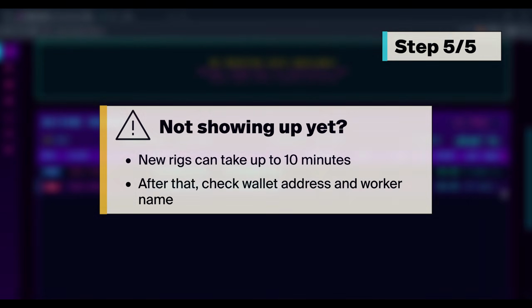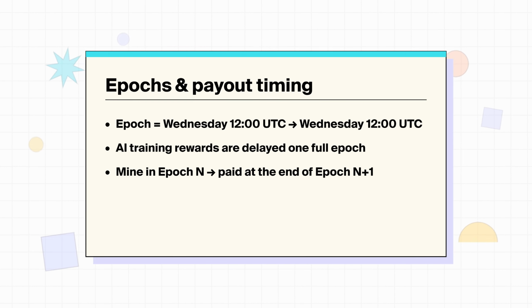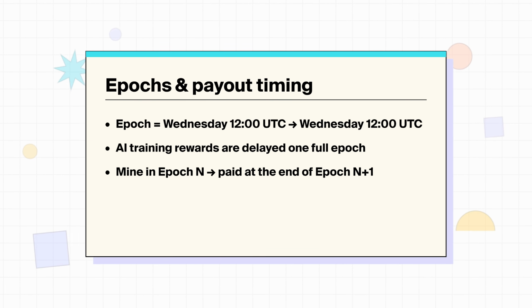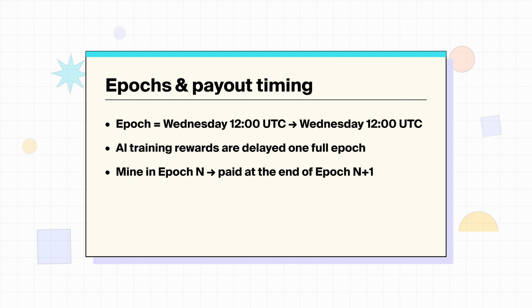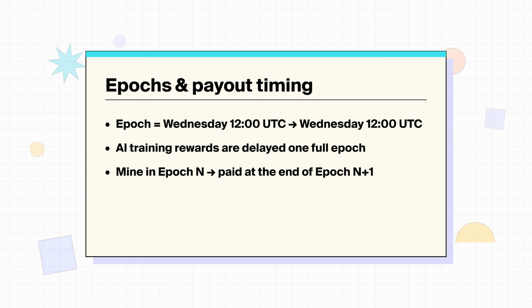That's the setup. Done. Now, the question that causes more confusion than anything else. When do you actually get paid? Cubic runs on epochs. An epoch is exactly 1 week, Wednesday at 1200 UTC to the following Wednesday at 1200 UTC. Your rewards are based on how many solutions you found that week, relative to the whole network.